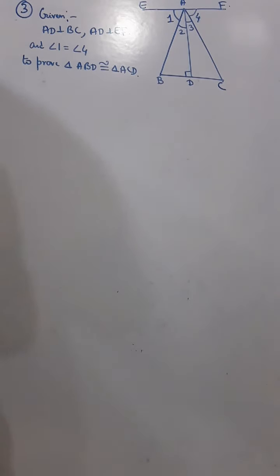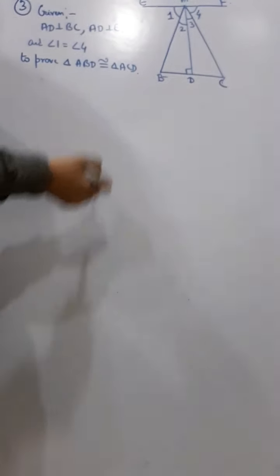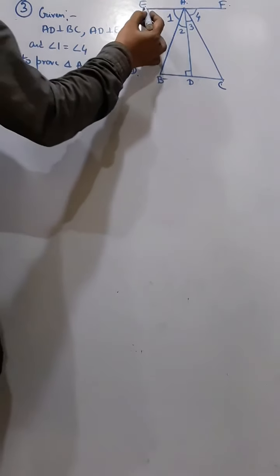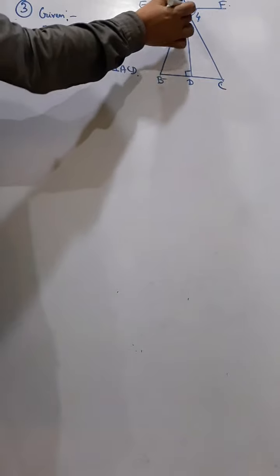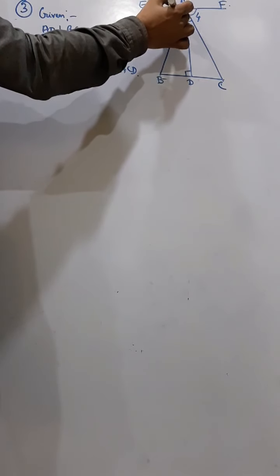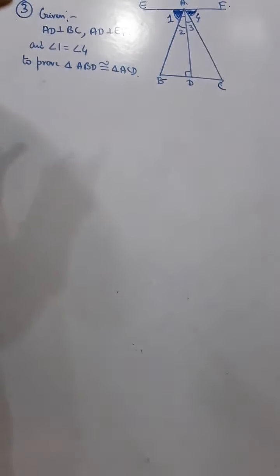Okay, now see in this sum, you can see there is a triangle ABD, and they told AD is perpendicular to BC. They also told AD is perpendicular to EF. So that means this is also 90, so this is also perpendicular. And they also told angle 1 equals angle 4. So you can see this is angle 1 and this is angle 4, so this equals this. And we have to simply prove these two triangles congruent. Okay. Now see, for proving congruence we require 3 points, right?